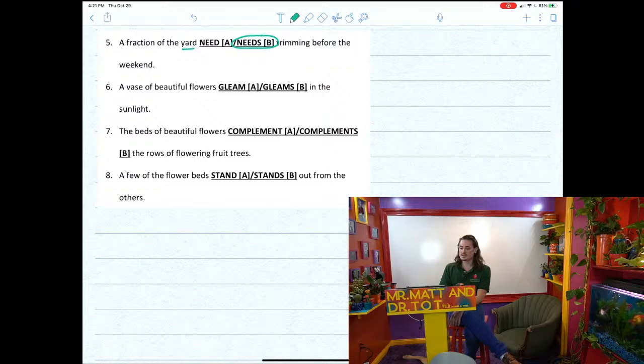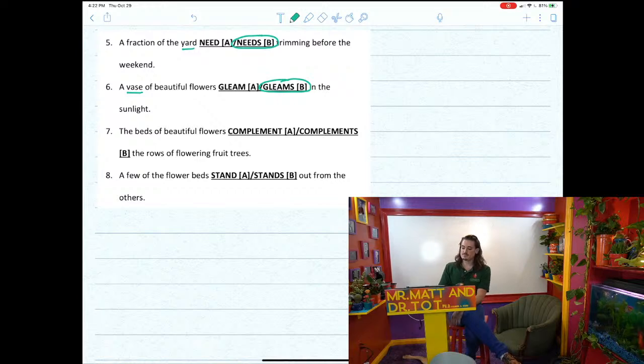Number 6, a vase, or a vase, however you want to pronounce that A, if you want to give it a long A or a short A. But a vase of beautiful flowers gleam or gleams in the sunlight. So this is one vase made up of many beautiful flowers, but we're guided by the noun before of, because this is the standard general rule. So we want a singular verb. Singular nouns usually do not end in S, so singular verbs usually do end in S. So we want gleams.